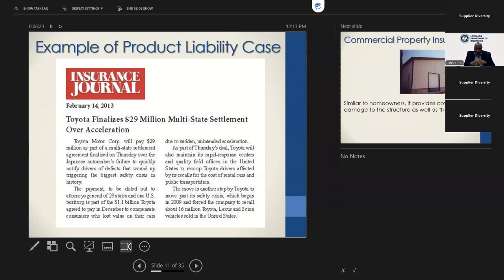This article from Insurance Journal from February 2013 says that Toyota finalized a multi-state suit for $29 million. Now, this was only a part of a total of, check this out, $1.1 billion with a B. Can you imagine what would have happened to Toyota if they had to pay that out of their reserves, out of their operating capital? They probably would have gone bankrupt. But because they had product liability insurance, the insurance carrier stepped up and paid out those claims. So those are examples of product liability.